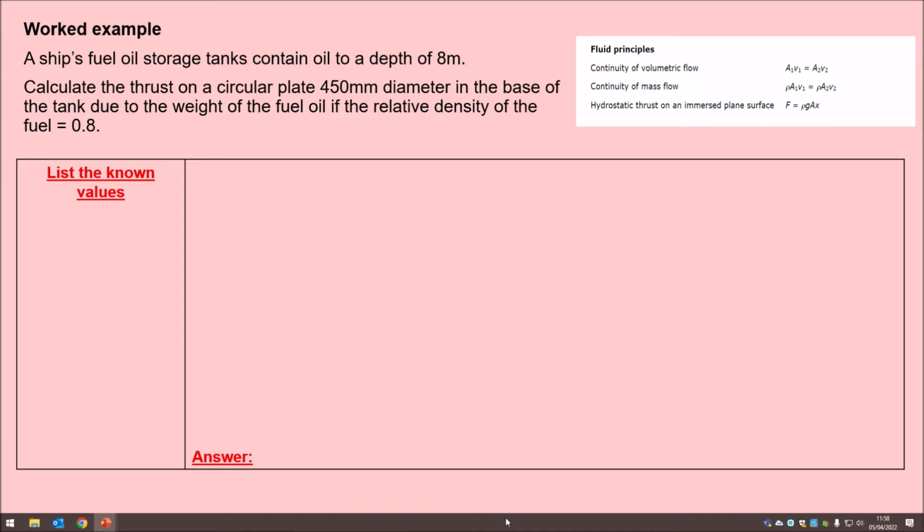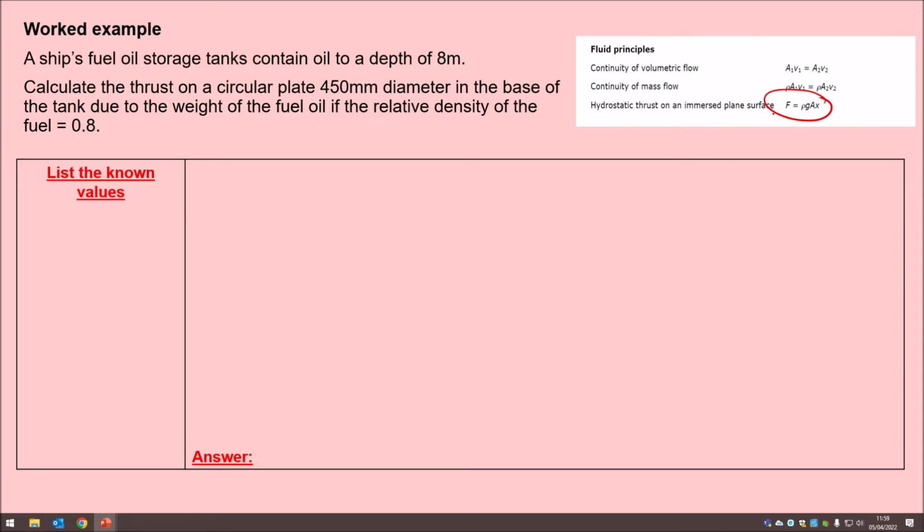So just a quick worked example here, taken from a previous question paper. A ship's fuel oil storage tank contains oil to a depth of 8 meters. Very important: calculate the thrust on a circular plate, 450 diameter, in the base of the tank due to the weight of the oil. The relative density of the oil is 0.8. So we're introducing some bits and pieces from previous videos in this section. But as always, we're going to work our way through, checking out our formula for thrust.